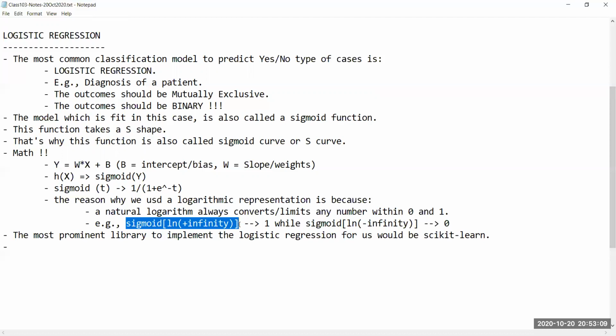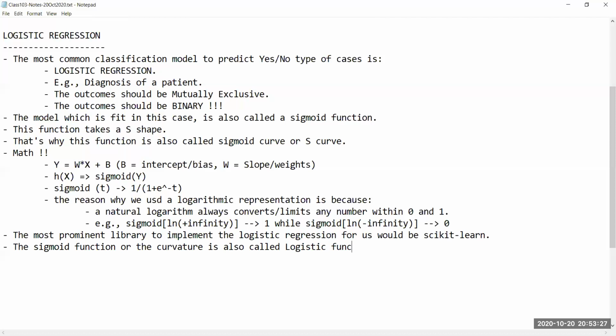Okay. So just a few things before we really start. The first thing I wanted to clarify is that graph, right? The sigmoid function or the curvature, I'll write, is also called a logistic function. This is something maybe we discussed in the last class, but I just wanted to keep this in mind. It's called a sigmoid curve, it's called an S curve, it's also called a logistic function because ultimately this is going to be the representation in which I'm going to use that.